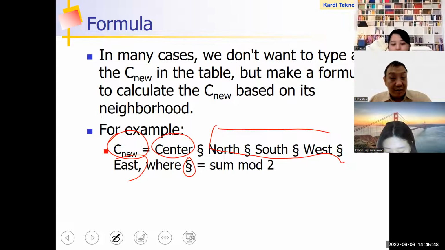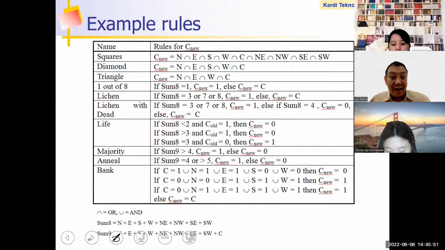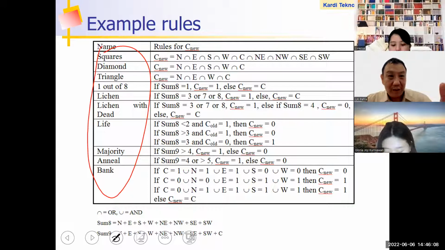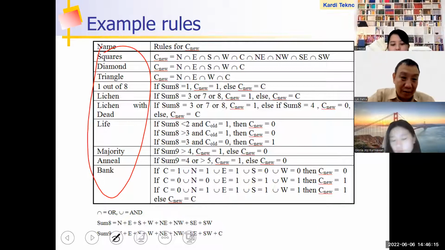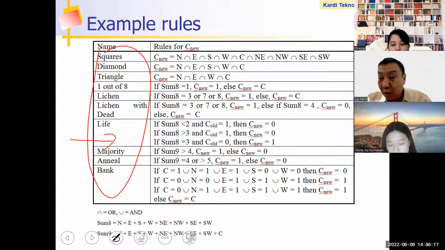So here are examples of rules. You can try them on your own today if you want. The names here are just arbitrary. This one will create a square, this one will create a diamond, and so on. So this one is just any name. This one is the famous Conway's Life, artificial life.